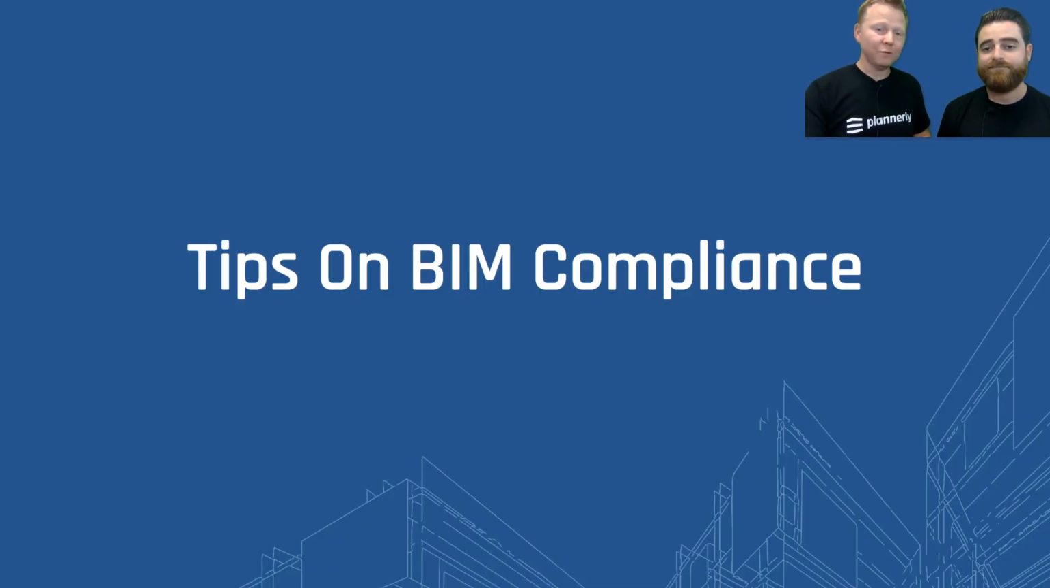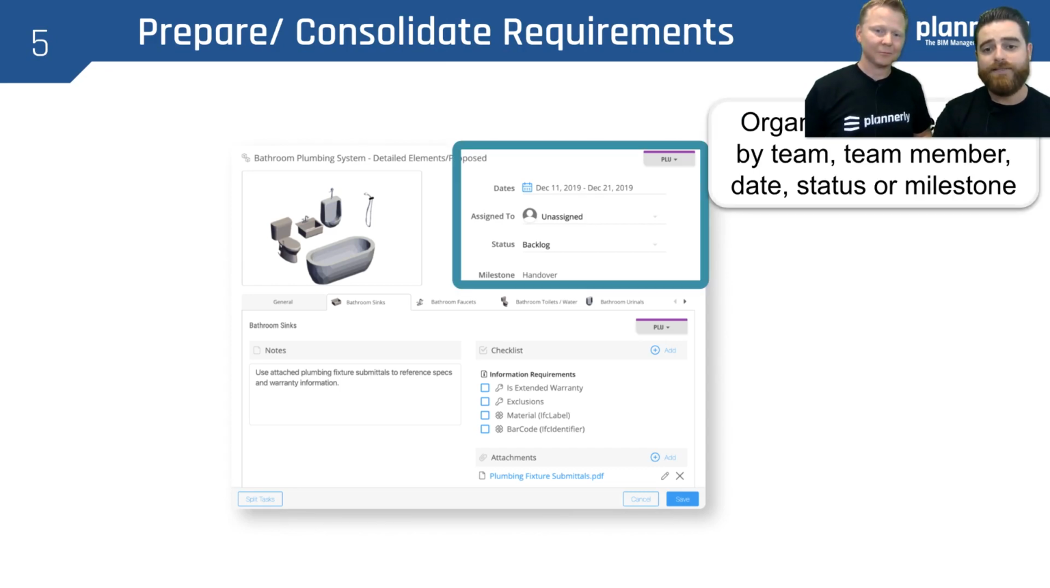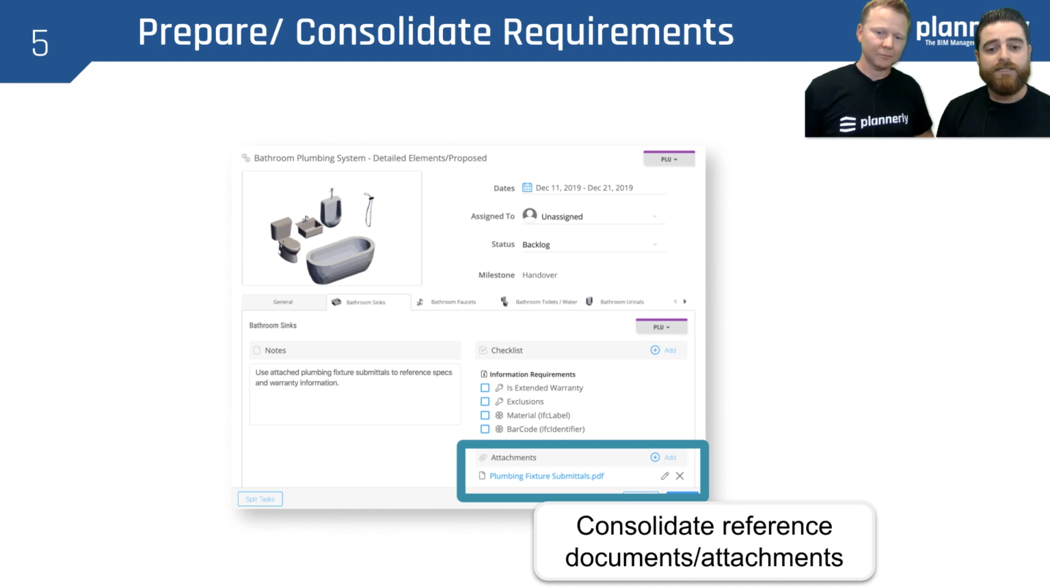So let's talk about a few tips on BIM compliance. The first thing you want to do is prepare and consolidate your requirements. One of those things might be to organize your requirements, whether they're by team, team member, status, milestone, whatever that may be. You want to just grab all that information. You also want to organize your scope list. Then you want to consolidate or reference all the documents that are related to this.